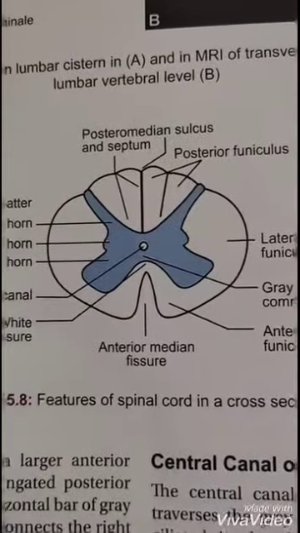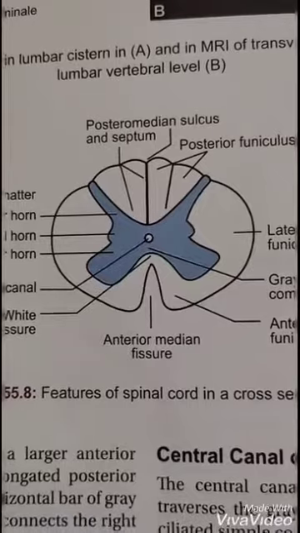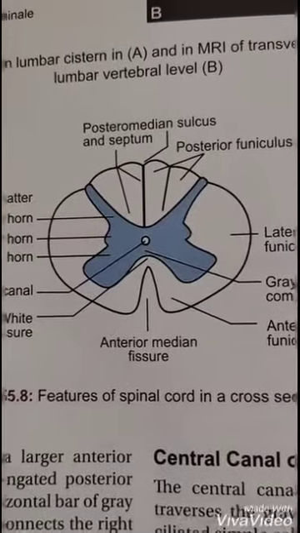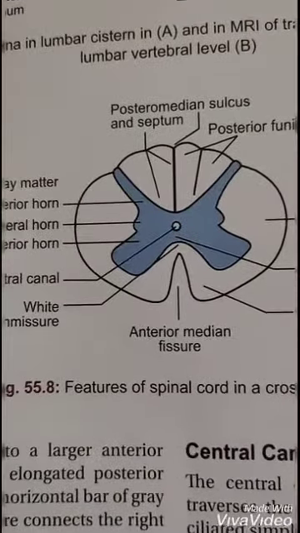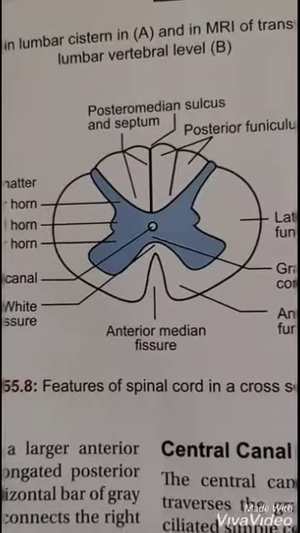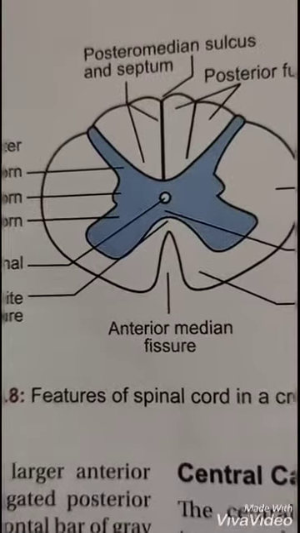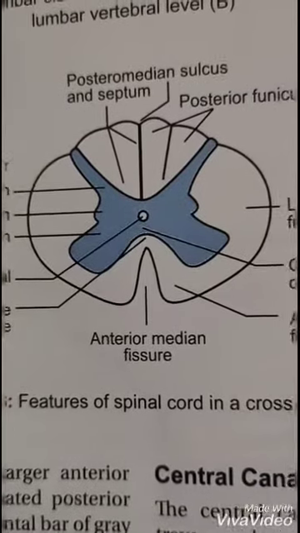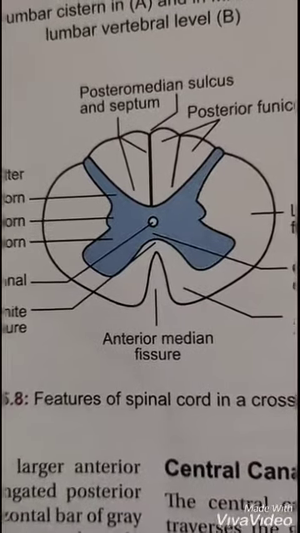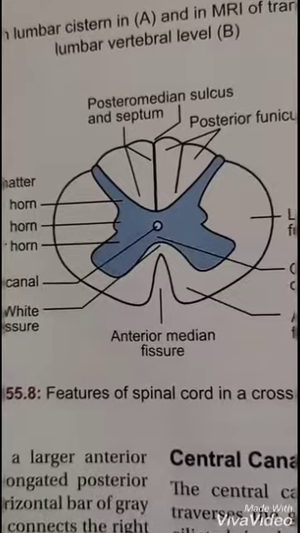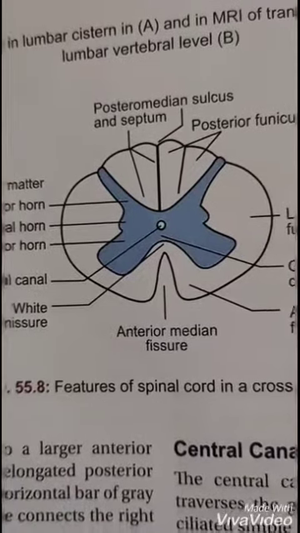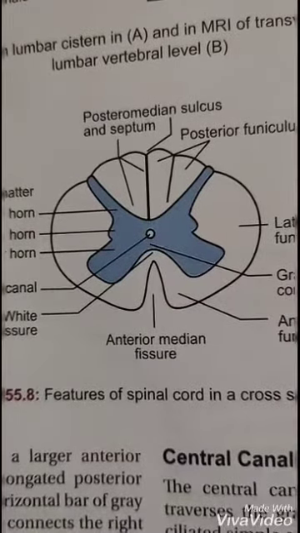This spinal cord is divided internally into an outside whitish part, which you are seeing, called white matter, and the bluish part which looks like a butterfly, called gray matter. This gray matter is in the form of a butterfly. As the butterfly has wings, it looks the same way.